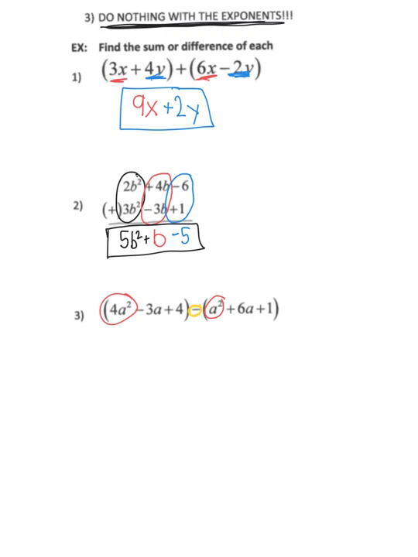So 4a squared minus 1a squared gives me 3a squared. Then I have a negative 3a minus 6a. So don't forget this minus here. Negative 3a minus 6a gives me negative 9a. And then my constants, I've got a plus 4 minus 1, which gives me plus 3. And this is my final answer.